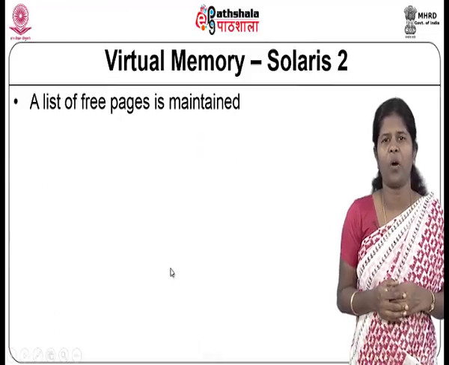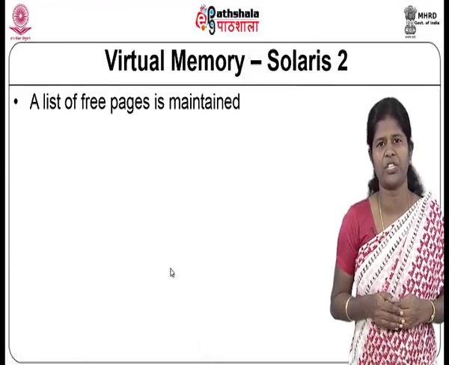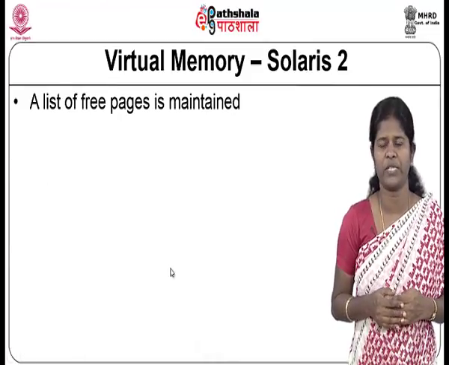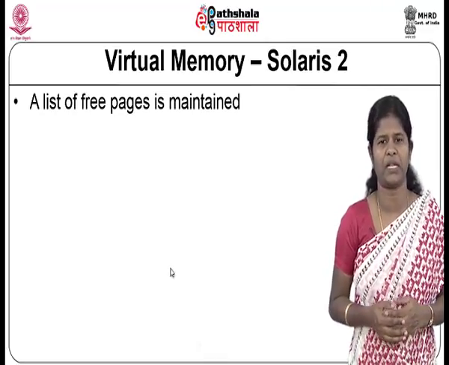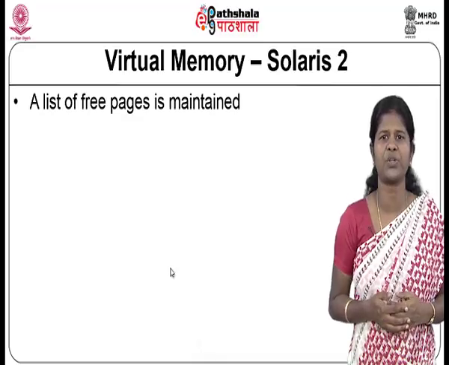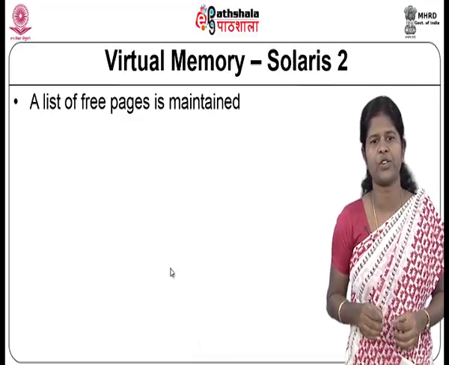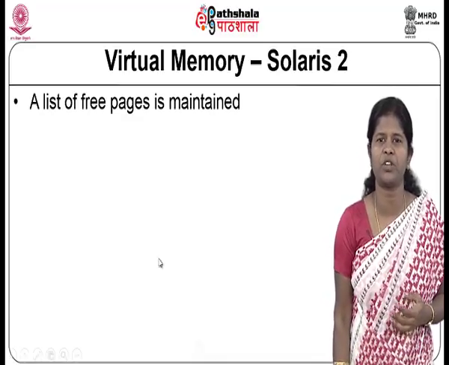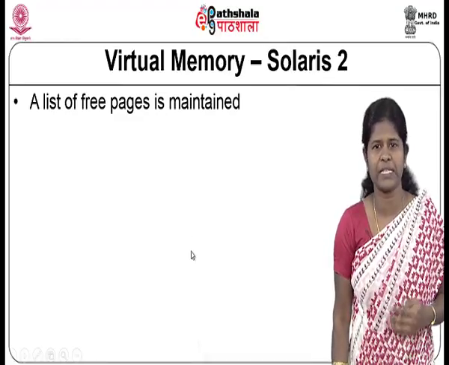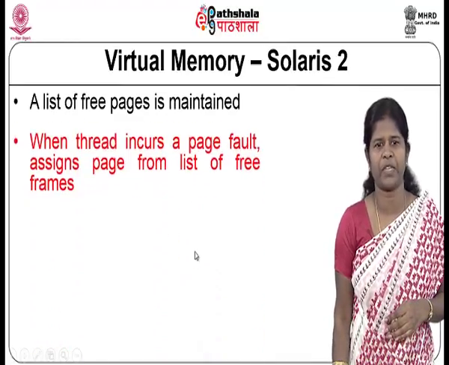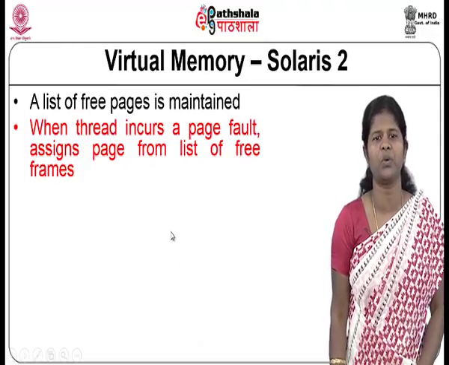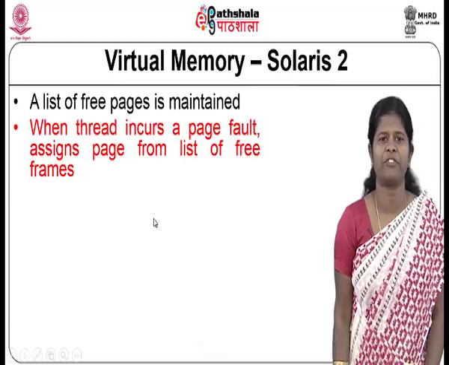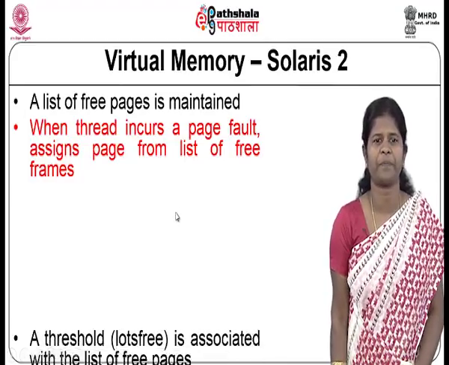So, that is how virtual memory is managed in the case of Windows NT. Now, we will see what happens in the case of Solaris 2. In the Solaris 2 operating system, a list of free pages is maintained, very similar to how a list of free pages is maintained in Windows NT. And whenever there is a page fault in Solaris 2, a page is assigned from the list of free frames.